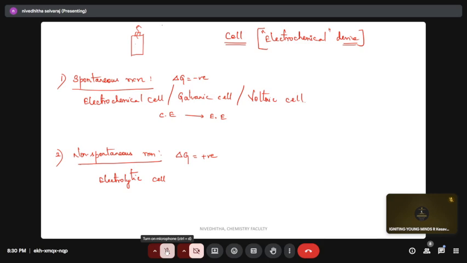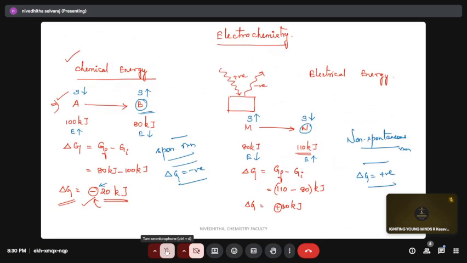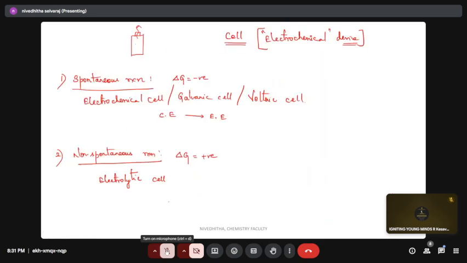But in a non-spontaneous reaction, the reaction will not occur by itself, right? So for the chemical reaction to occur, we have to supply a particular amount of energy. In a beaker, I have a chemical reaction, and that reaction is not happening. For it to occur, I'm going to supply energy in the form of current, and that current makes the chemical reaction occur. So in this kind of cell, electrical energy is getting converted into chemical energy. It is just the opposite.